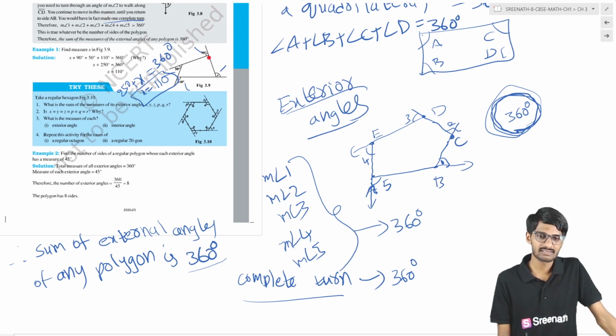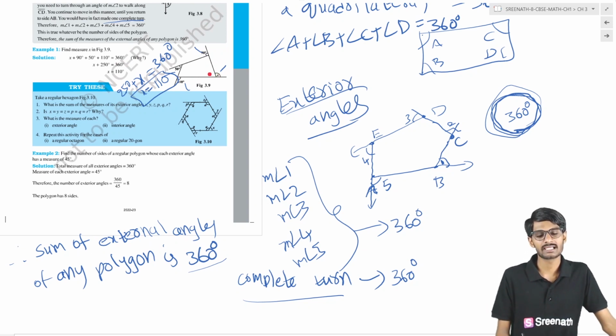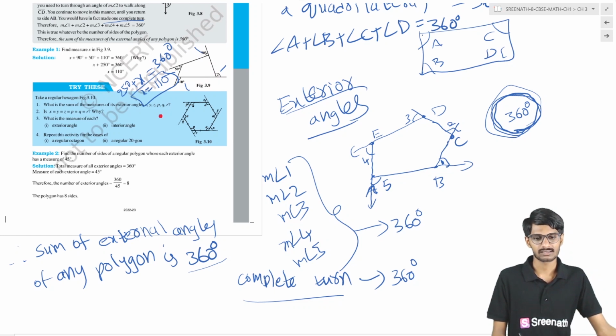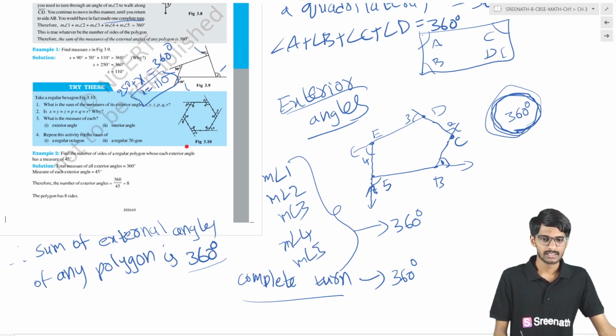So if you are asked for one of the exterior angles, you can easily find it by this method. Why? Because the sum of all exterior angles is the same. So if you want to find one angle, we have to equate the sum of all angles to 360 degrees and solve that equation, and you will get the answer. Okay, students. In this case also you can do it in the same way.